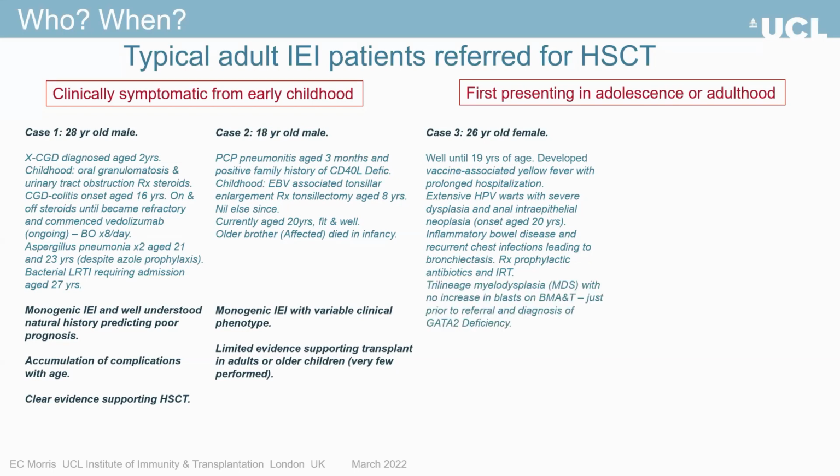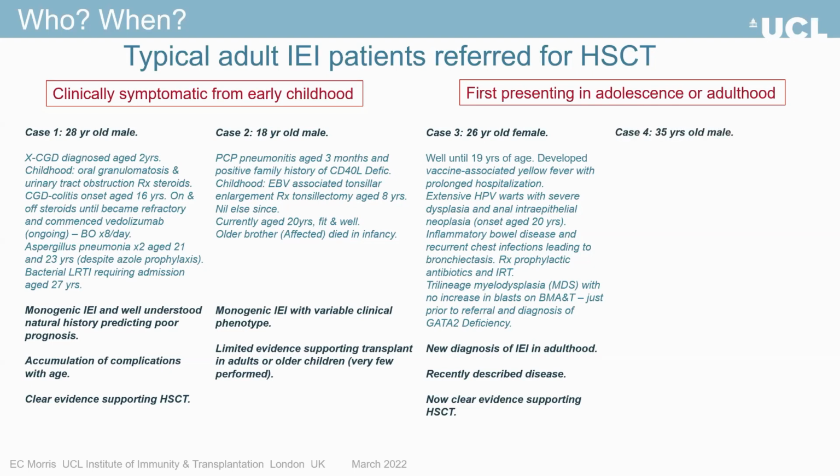Just prior to her being referred to us, she had had a bone marrow to investigate cytopenias and was found to have myelodysplasia, but no increased blasts and no evidence of AML. And at that time, after she'd been referred to us, we got genetic sequencing back to say that she had GATA2 deficiency, or a mutation in GATA2. This was around the time the first reports of GATA2 were being published. So she had a new diagnosis of an inborn error of immunity in adulthood, and at the time, it had only relatively recently been described. But there's now very clear evidence supporting the efficacy of transplant in patients with GATA2, and she went on to have transplant with successful outcome.